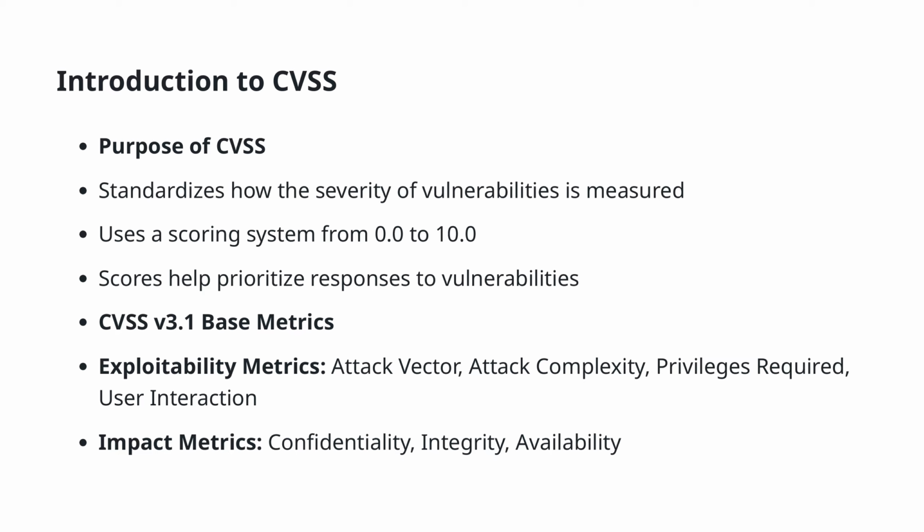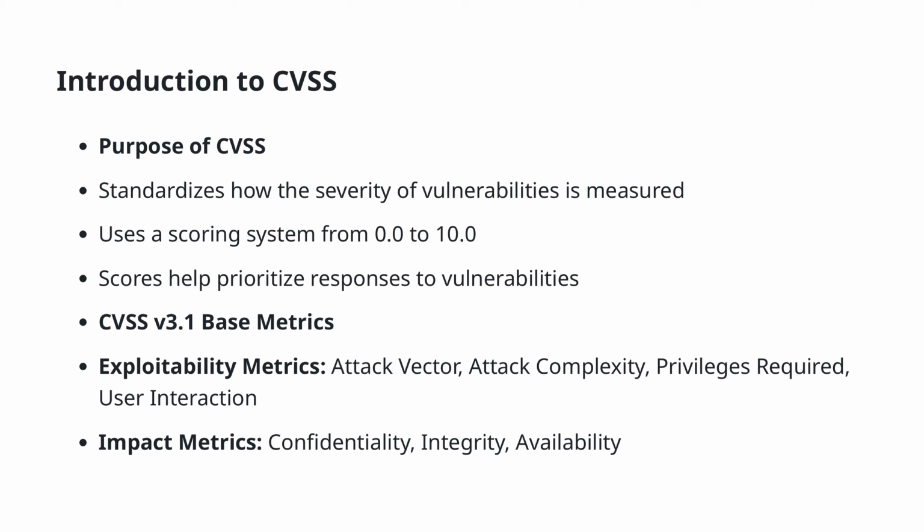They include attack vector. This indicates the path or means by which an attacker can exploit the vulnerability. Attack complexity. This assesses the complexity of the attack required to exploit the vulnerability. Privileges required. This measures the level of privileges an attacker needs to exploit the vulnerability. User interaction. This indicates whether or not user interaction is needed for an attack to be successful.